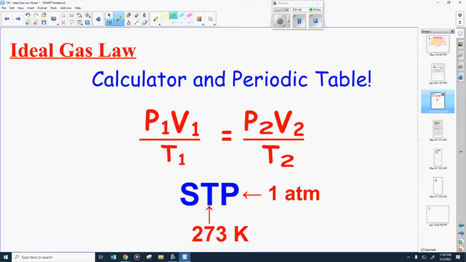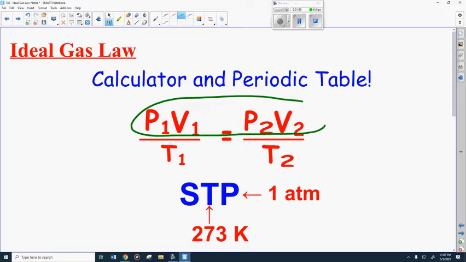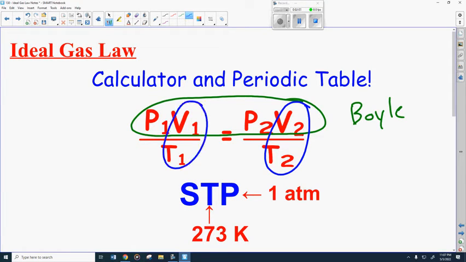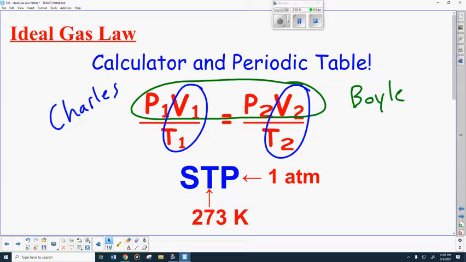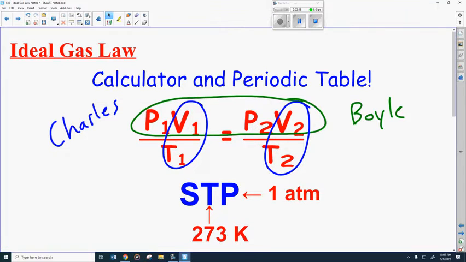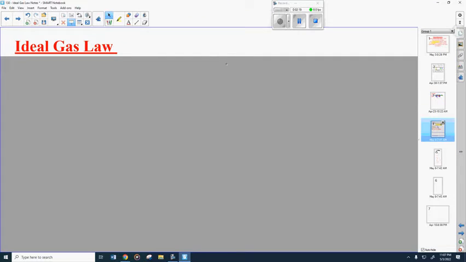So this is the stuff that we've learned already. Here's our combined gas law. So this top portion right here, where you have P1, V1 equals P2, V2, that's kind of your Boyle's. And right here where we got the V2 and T2, the V1 and T1, that's Charles. And so combined is those two things put together. And like we just mentioned a moment ago, STP, standard temperature and pressure, 1 atmosphere, 273 Kelvin. Now we want to talk about the new stuff here today, which is the ideal gas law.